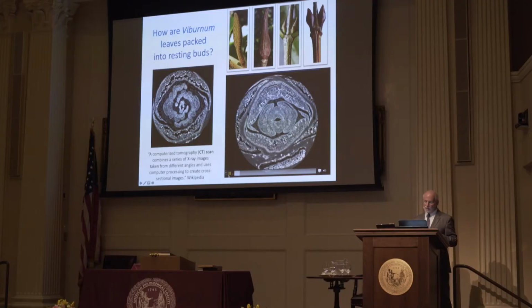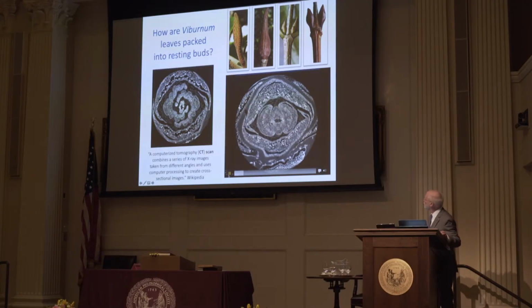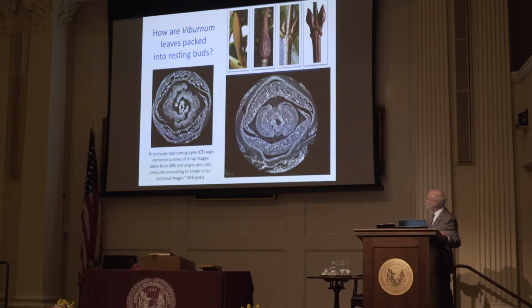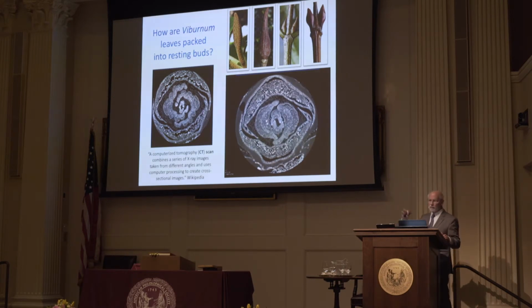So this isn't the easiest thing in the world to study. You could dissect little buds under a microscope and try to figure this out, and that's how people tried to do it. But it turns out to be easier to use a scanning technique. So this is CT scanning, and you can do a sort of three-dimensional sectioning of a bud, if you will, right?